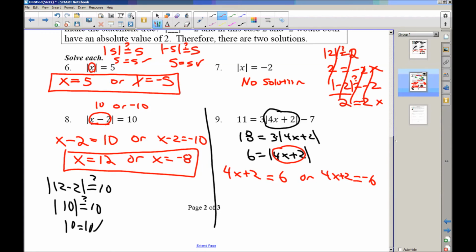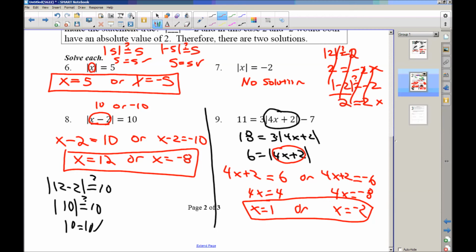And then we solve these two resulting equations. So 4x is equal to 4, so x could have been 1. Or 4x is equal to negative 8, so x could have been negative 2. So we get two possible answers here, 1 or negative 2. And if you plug them back in, they will check out. All right, this concludes our second page.